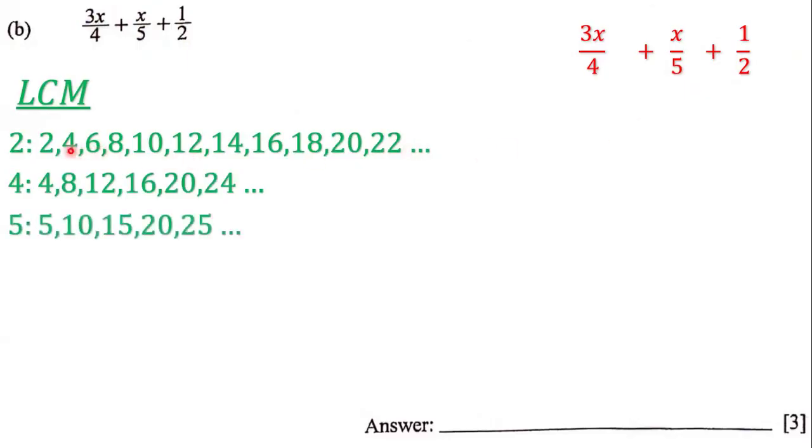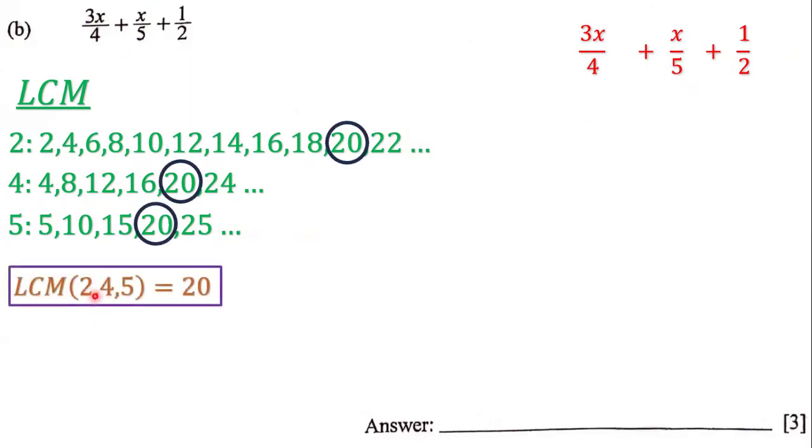So what are the multiples of 2? 2, 4, 6, 8, 10, 12, 14, 16, 18, 20, and 22. And the list goes on. The multiples of 4 are going to be 4, 8, 12, 16, 20, 24, and the list goes on. And the multiples of 5 are 5, 10, 15, 20, 25, and the list goes on. If you want to figure out the lowest common multiple, all we need to do is notice here that we have 20, and the LCM of 2, 4, and 5 is definitely 20.